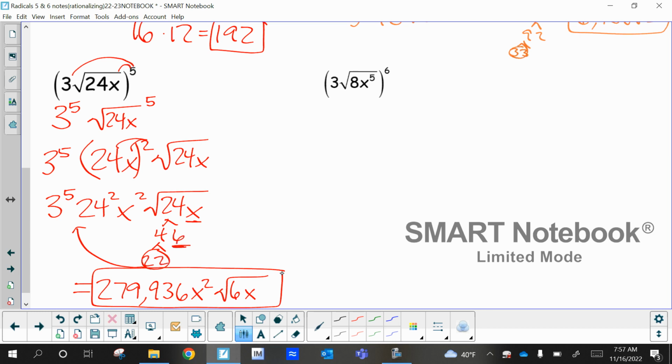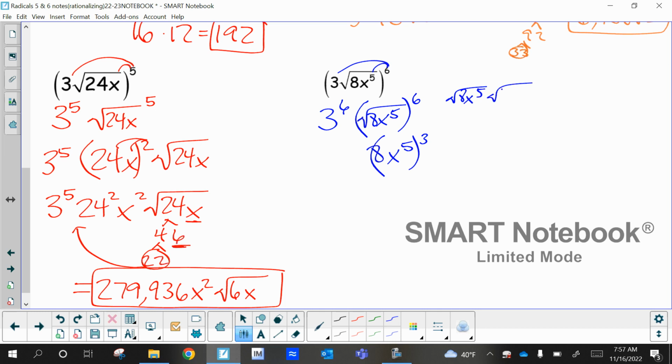Okay, we have raised to the 6th power. The exponent's getting kind of big, so I'm not going to expand it again. I'm going to distribute. So this is going to be 3 to the 6th, and then radical 8x to the 5th raised to the 6th. Okay, now you have a radical to the 6th, so take half of 6, which is 3. Okay, if you don't understand that, imagine writing this out 6 times, and then we'll go ahead and take the time to do that.